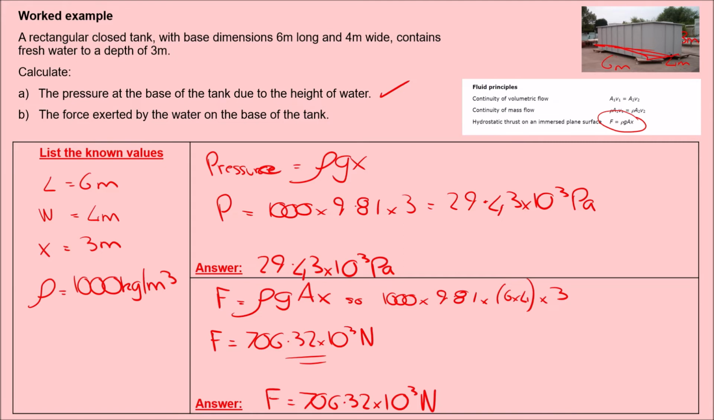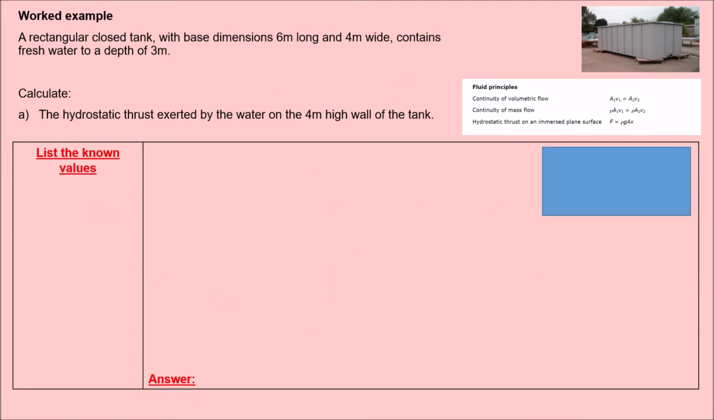Okay, now let's have a little look at the next one, which is slightly different in relation to this bit of information. I'm using the same dimensions just so that we're familiar with what's going on here. I've still got the same tank, 6 meters, 4 meters, fluid at 3. But rather than calculating the force on the bottom of the tank this time, I'm going to be calculating the force acting on the side of the tank. So let's go back through again.